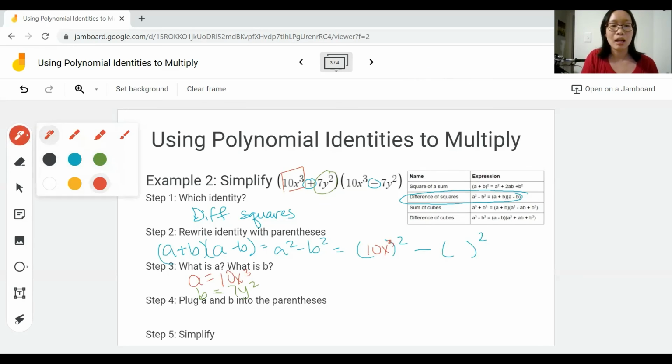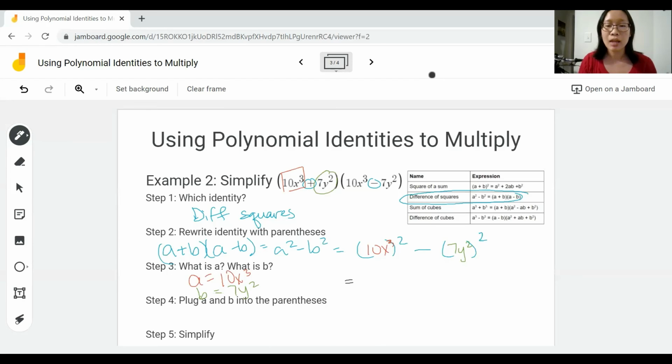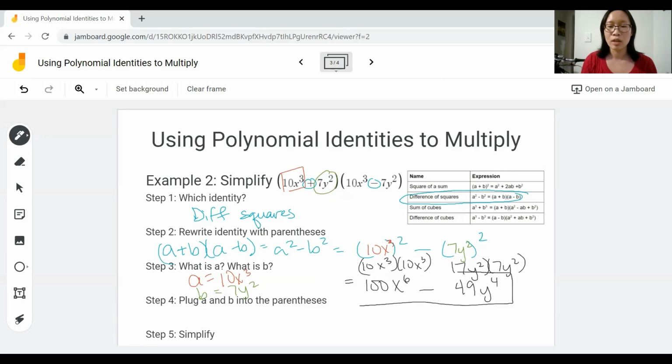10x cubed, squared, is 10x cubed times 10x cubed, which is 10 times 10, which is 100, and x cubed times x cubed, which is x to the sixth. And then 7y squared times 7y squared is 7 times 7, which is 49, and y squared times y squared is y to the fourth. So my final answer is 100x to the 6th minus 49y to the 4th.